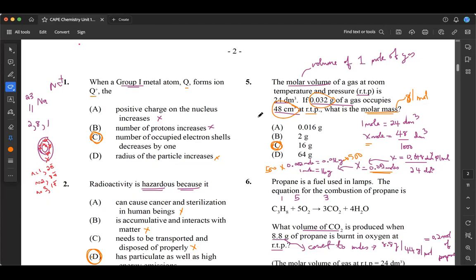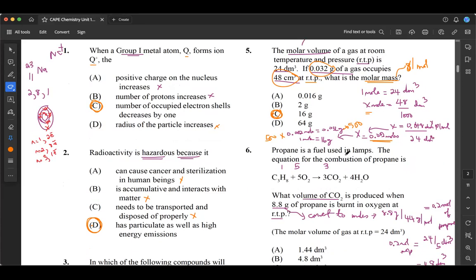5 is C. So moving right along to 6. 6 says that propane is a fuel used in lamps. The equation for the combustion of propane is that we have 1 mole of propane reacting with 5 moles of oxygen to form 3 moles of carbon dioxide and 4 moles of water.